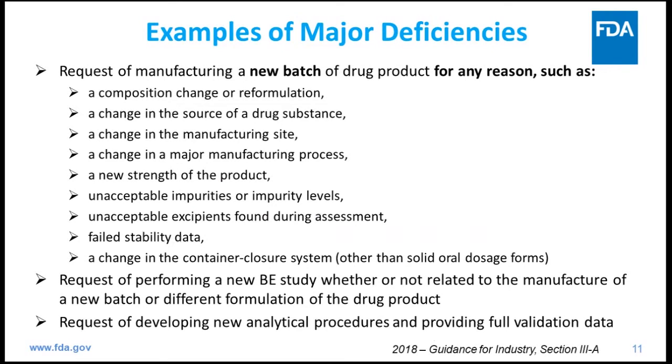Here are the examples of major deficiencies. As I said, they are from Section 3 of the 2018 guidance. This is a very general list. Basically, from a CMC perspective, whenever you are asked to manufacture a new batch, for whatever reason, it will be a major. Other than that, if you are asked to perform a new BE study, whether it's related to a new batch or reformulation, it will be a major. And when you are required to develop a new analytical procedure and provide full validation data, that will be major.